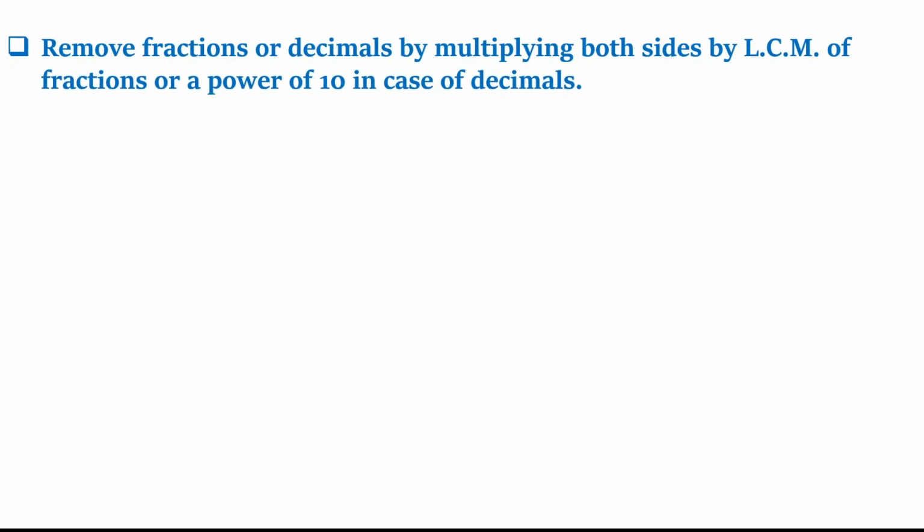The next step is to remove fractions or decimals by multiplying both sides by the LCM of the fractions or a power of 10 in each case of the decimals. So at this point, fractions and decimals are discussed together. We will do one by one. First, let's take a question in which only fractions are there. Then next we will take a question in which decimals are there.